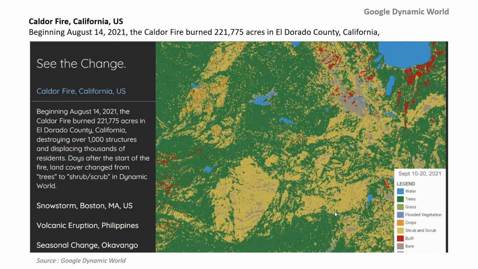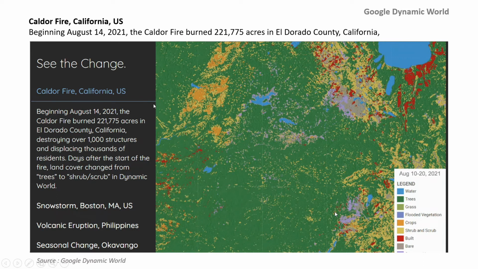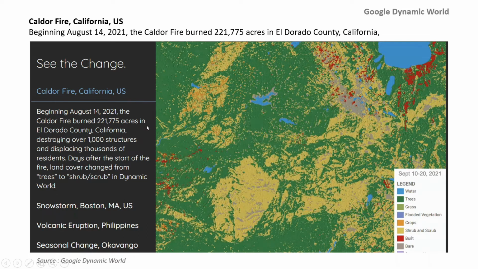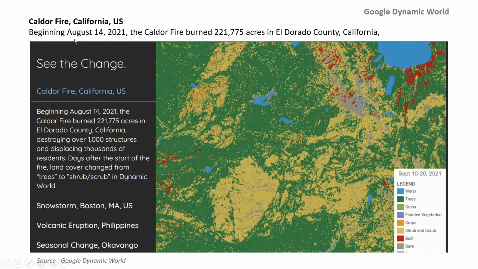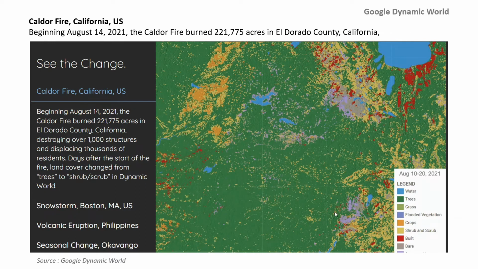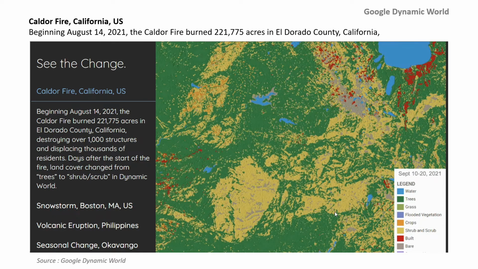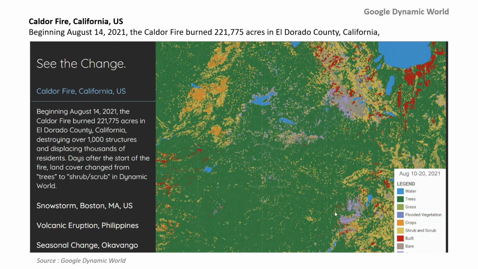So here we have an example of an animated GIF from the Google Dynamic World website, and you can see interpreted satellite pictures for 2 dates. And this is a forest fire that happened on August 14, 2021 in California. And this image is actually showing you how much of forest, which you can see in green, was burned and converted into shrub and scrub, which is yellow.